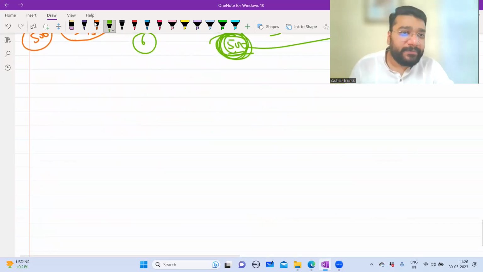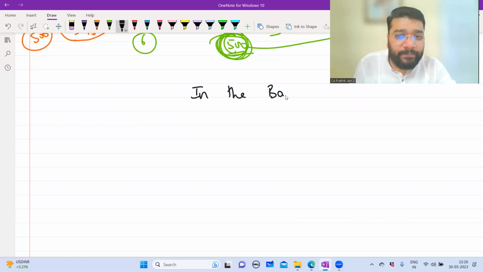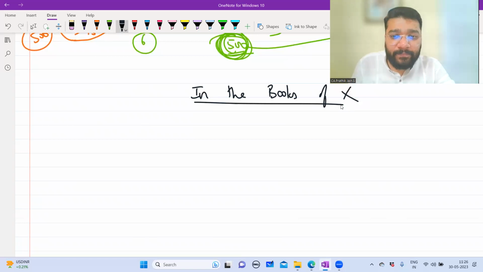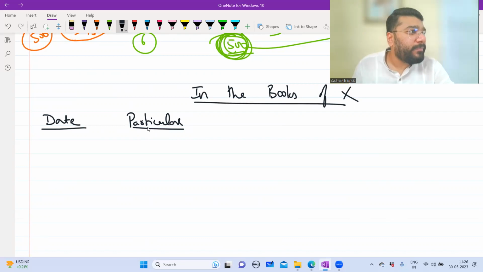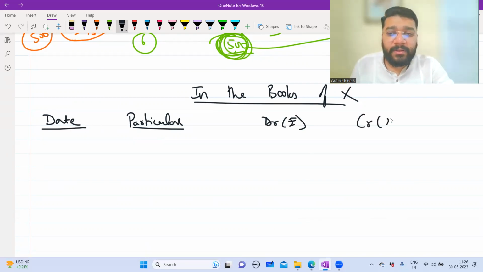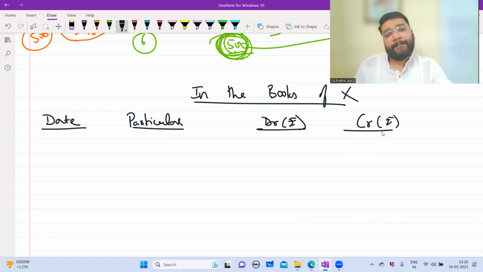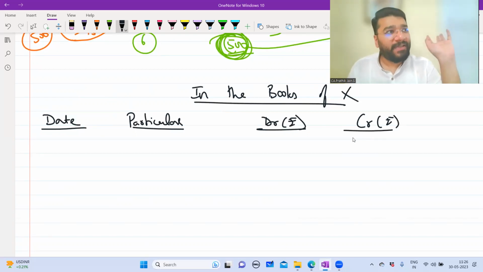First, we are doing it in the books of X. In the books of X, proper format, people, proper format. Date, particulars, debit rupees, credit rupees. This question is there in the scanner. Where is it? At the end, is it? It's there in continuation, as an example. Oh, wonderful. Which means I've done all the work properly beforehand.